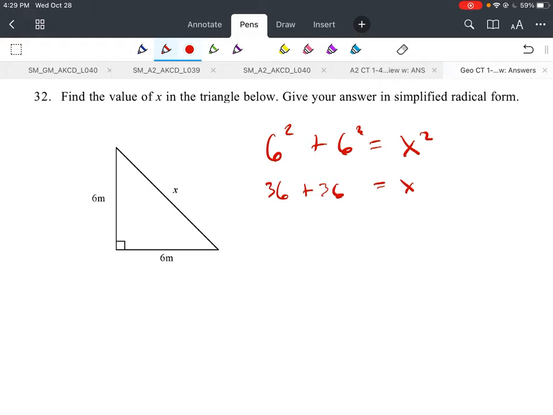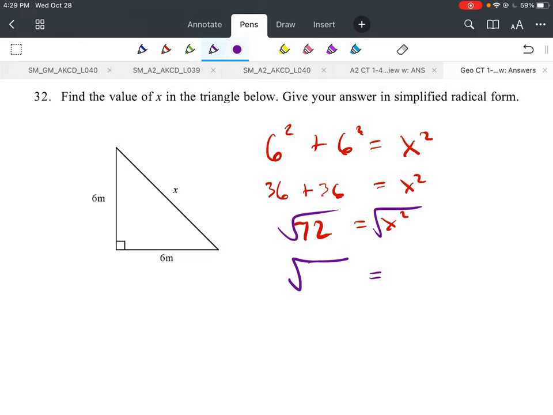Okay, 36 and 36 is 72. Okay, as x squared. All right, now at this point, you're like, hey, how do I get it in simplified radical form? Because radical 72 is a little too clunky.